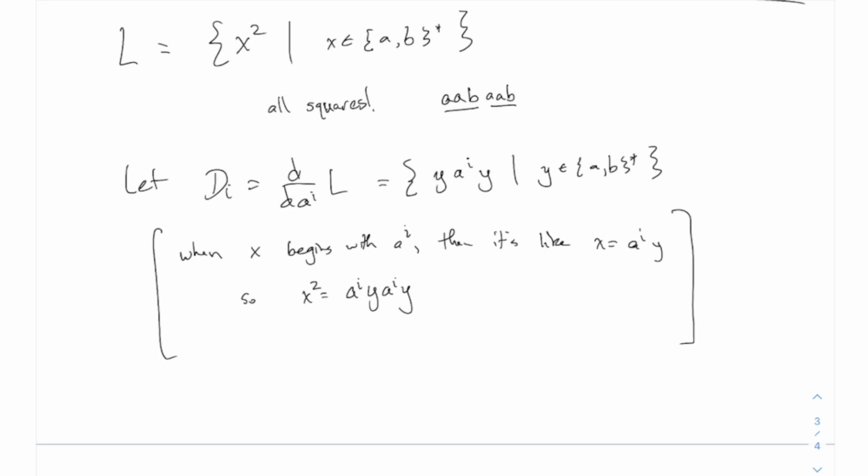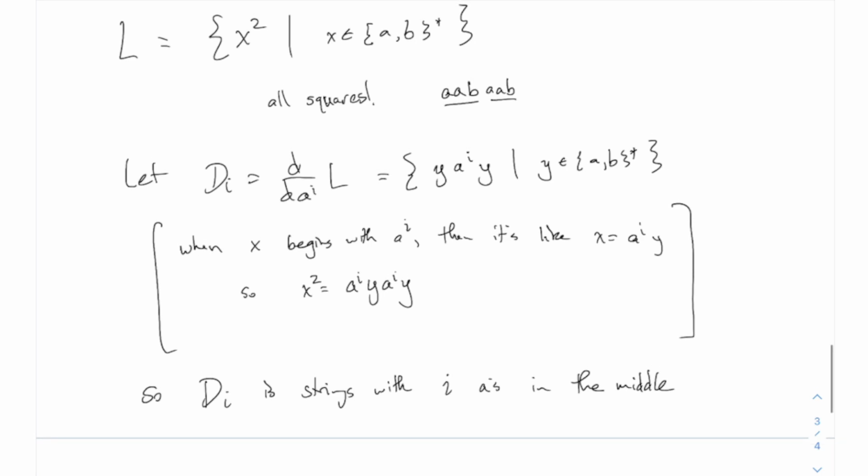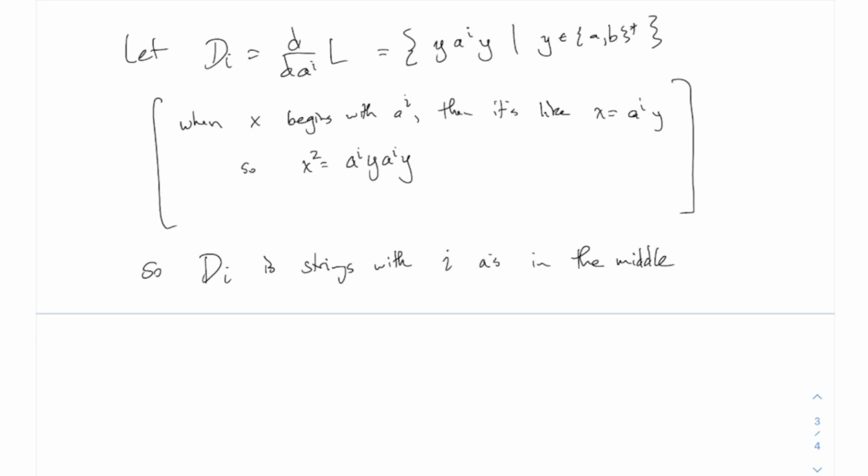I hope that's clear. So what D_i is, is strings with, I would describe this as something like i a's in the middle, and then it has a thing at the front, followed by i a's, followed by that same thing that was on the front, repeated again. But for the purposes of what I'm saying here, what's important to notice is that the thing in the middle is a to the power i. And that's why these are different every time.